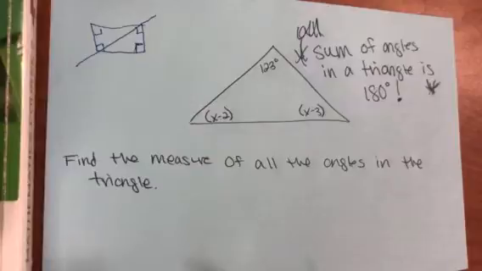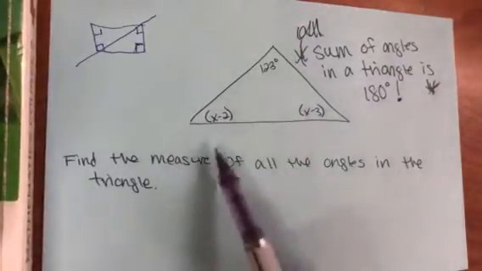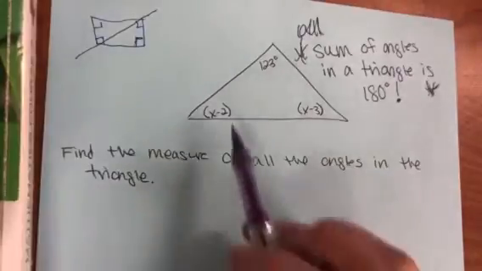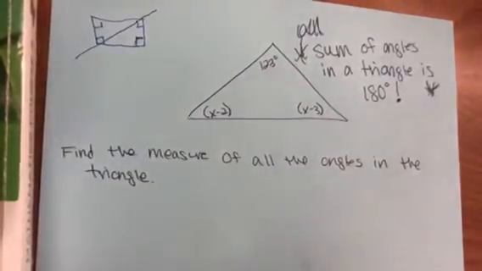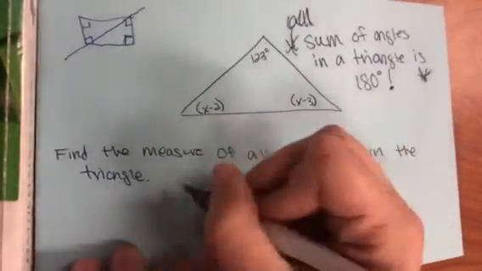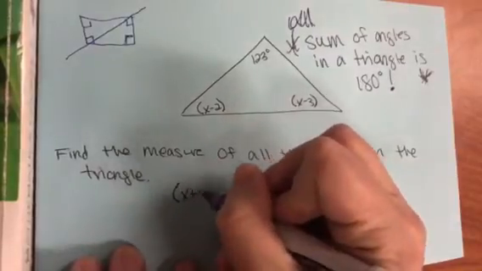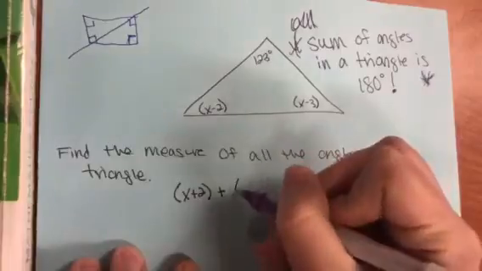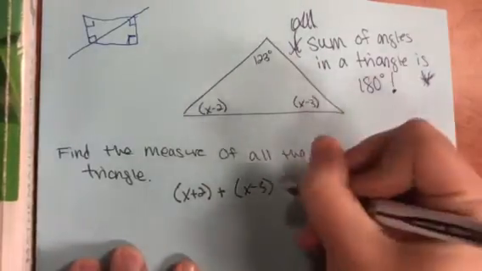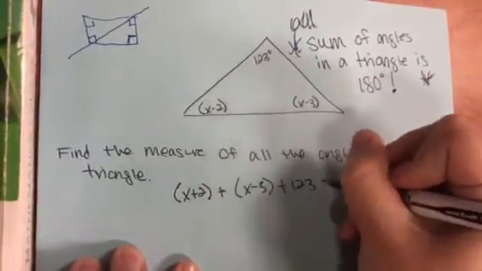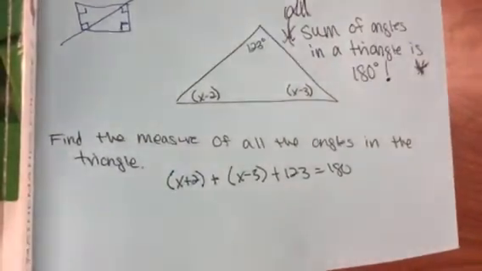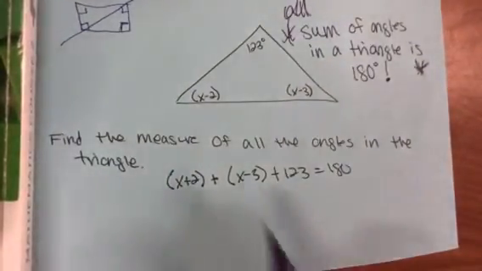So now we're going to find the measure of all the angles in the triangle. We know what they should equal up to, though. If I add all these, x plus 2 plus x minus 3 plus 123 equals 180 degrees. This doesn't seem that bad. Collect like terms. Okay, how many x's do we have total?